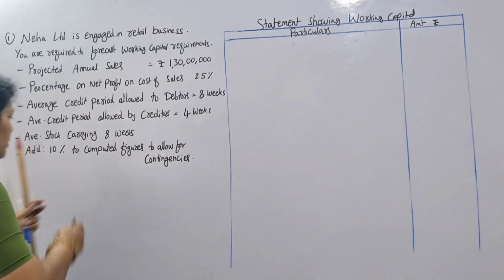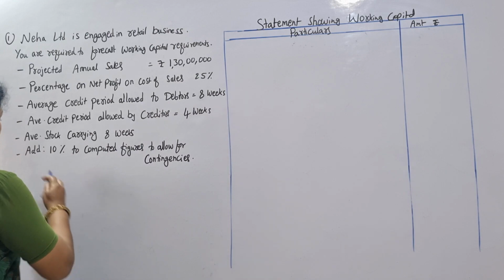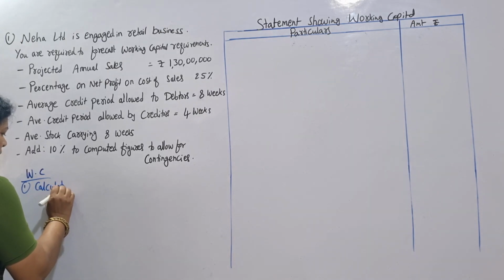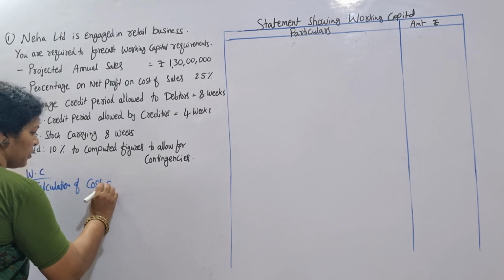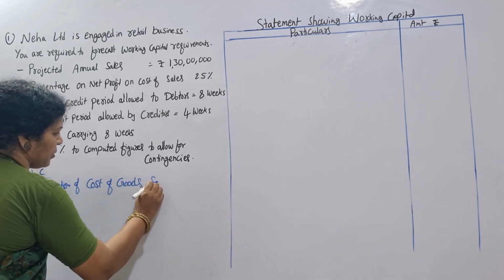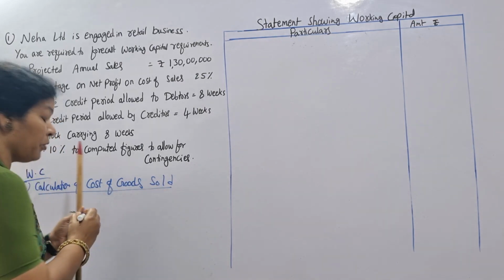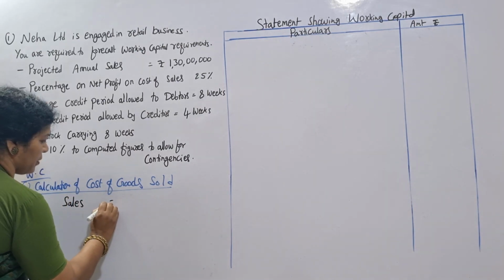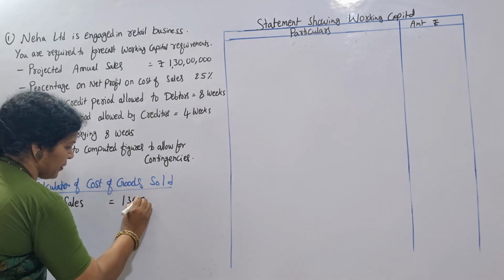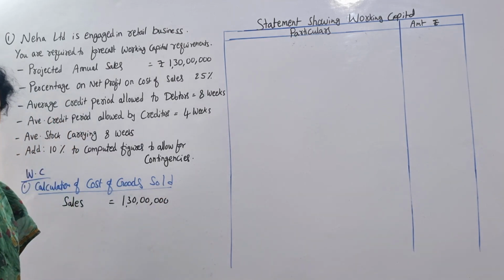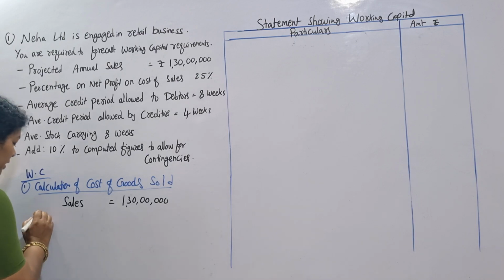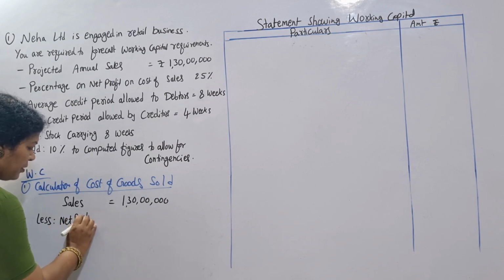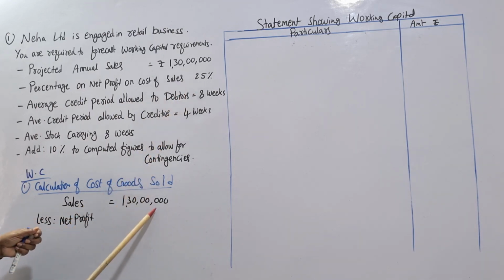In working notes, we can say calculation of cost of goods sold. So this is the heading we can keep. Now you know that sales are 1 crore 30 lakh rupees. If we deduct net profit, you'll get cost of goods sold. Why we have to deduct, I'll tell you. Less net profit. Net profit is how much they are saying? 25%. 25% on this.